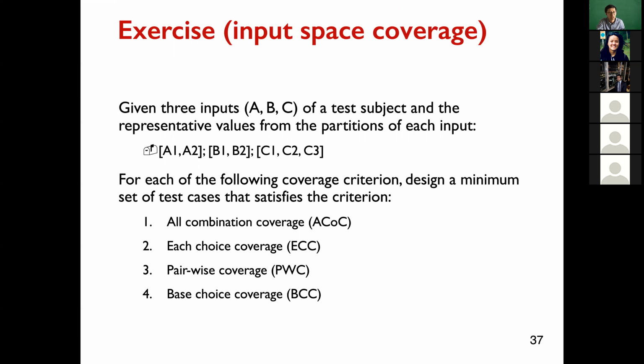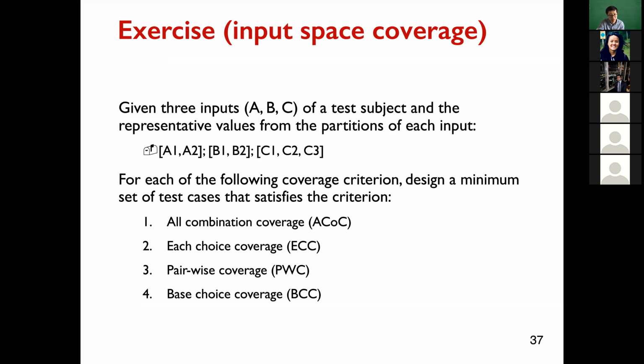I want you to do the exercise for each of the following coverage criteria. Design a minimum set of test cases that satisfy the criteria. The first is all combination coverage. Second is each choice coverage. The third one is pairwise coverage. The fourth one is base choice coverage. You can go back and check the slides to see the definitions of these different coverage criteria. The slides are on Moodle, okay?